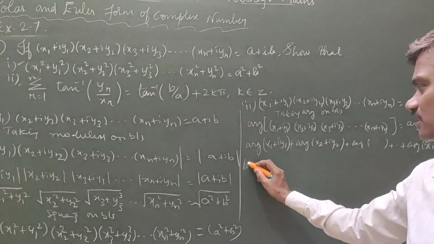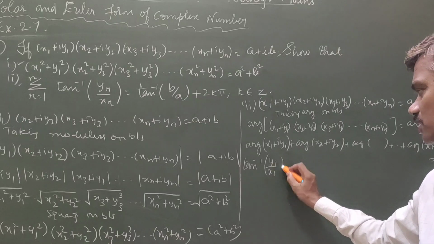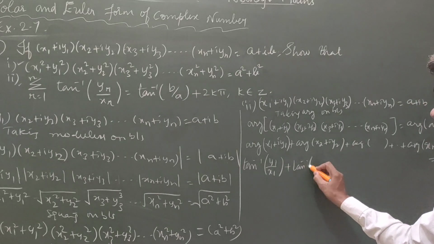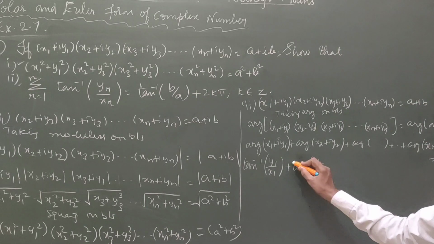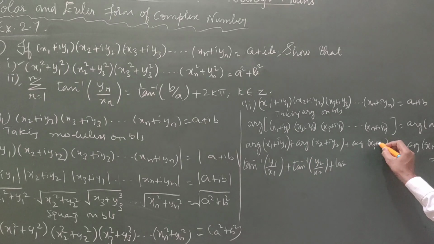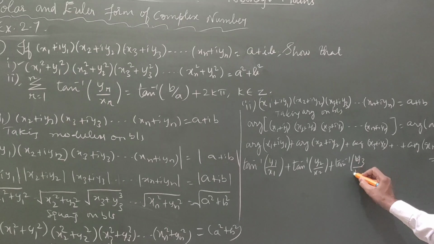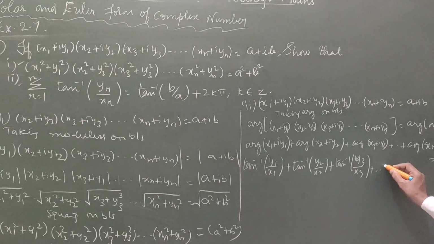Argument means the formula tan inverse of imaginary part by real part. So tan inverse of y1 by x1, next tan inverse of y2 by x2 plus tan inverse of y3 by x3, up to plus tan inverse of yn by xn, equal to tan inverse of b by a. You will get this step.